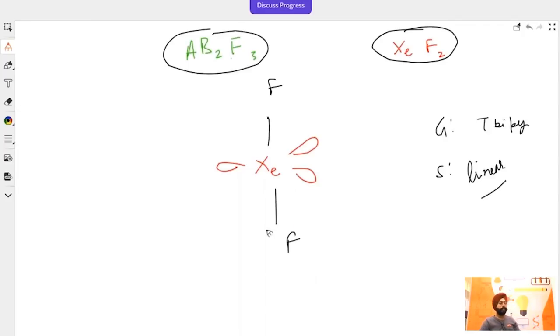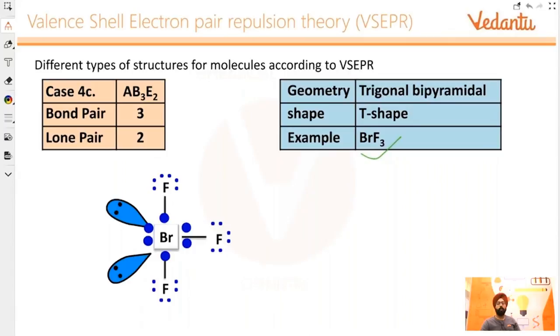No Aditya, a lone pair never goes into the axial position. It always goes to equatorial positions. Okay? So yeah, this was an example, XeF2. Cool.